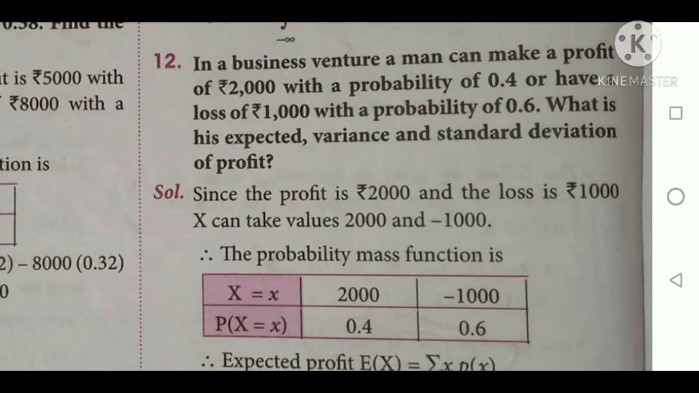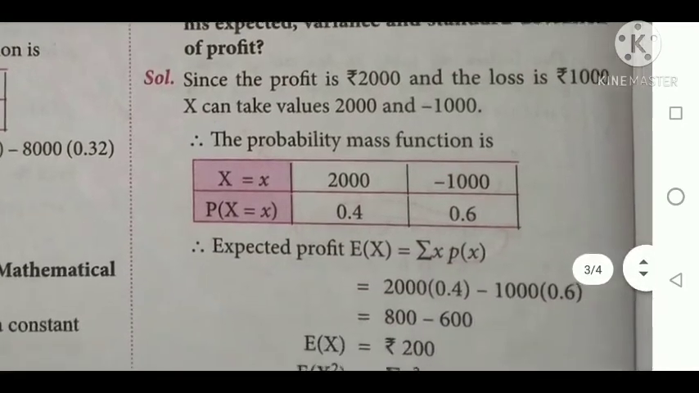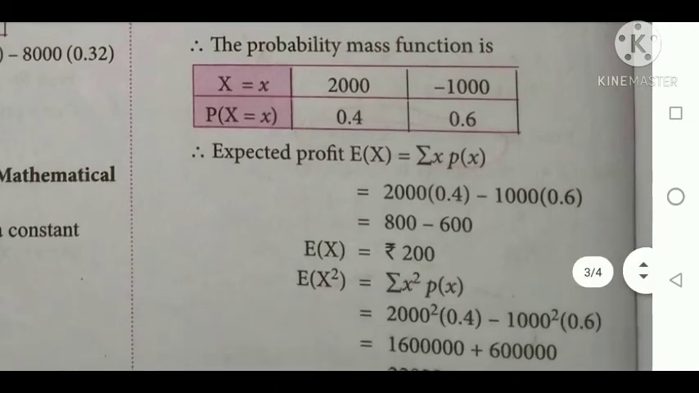Expected value is nothing but multiplying x and p of x. Here expected value is the summation of x into p of x, that is 2000 into 0.4 and minus 1000 into 0.6, because here it is given as loss. Loss we take with a minus sign. After subtracting these two things, we get 200 as the expected value.